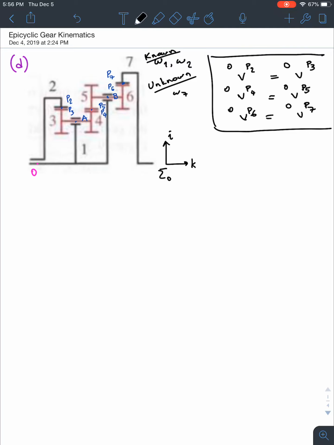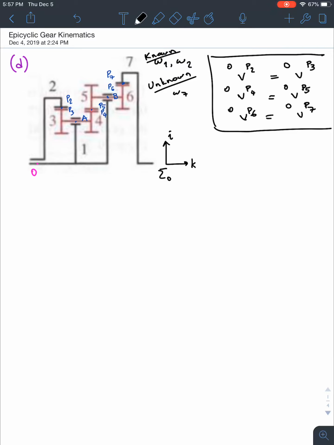And of course, as we always do when we are confronted with a gear problem, we match the velocities of the meshing gears at the pitch points. So the pitch points between gears 2 and 3 are labeled here as P2 and P3. Similarly, the pitch points between gears 4 and 5 are P4 and P5. The pitch points between gears 6 and 7 are P6 and P7.